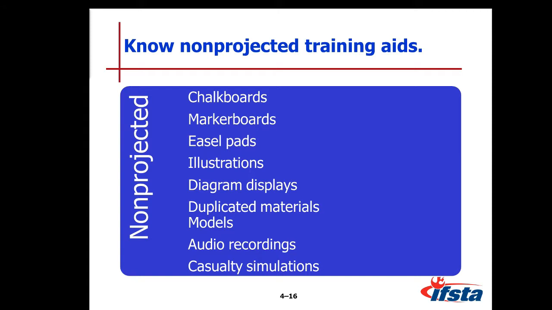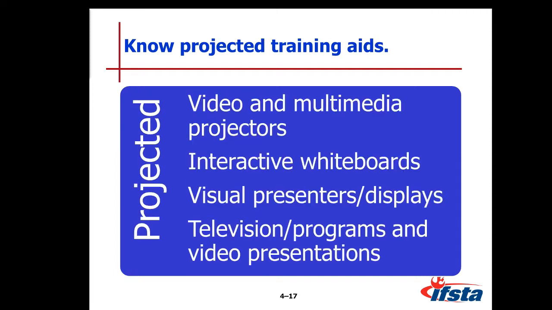So, illustrations. You can have things from your book, like pie charts, graphs, case studies, things like that, that you would duplicate and have to do handouts on. You got diagram displays. You have duplicated materials and models. You have audio recordings, and you have casualty simulations. Those are all forms of non-projected training aids.